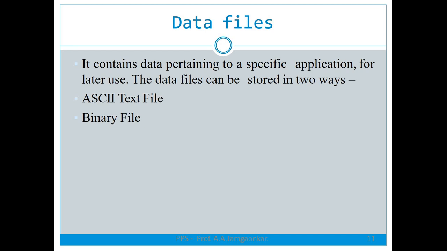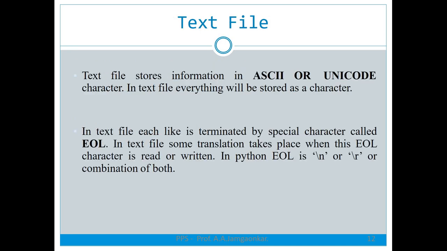Next, regarding files, the data is stored in two ways inside a file: one is the ASCII text file, and the second one is the binary file. In an ASCII text file, the data is stored as character values, as an ASCII value or a Unicode value, and one line can contain 255 characters. If we write data beyond that, the next line starts from there.